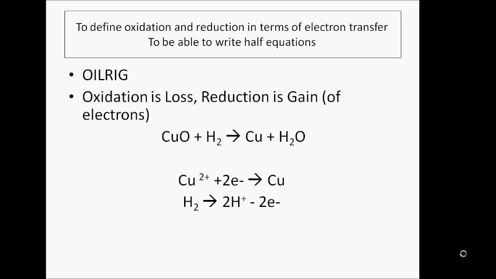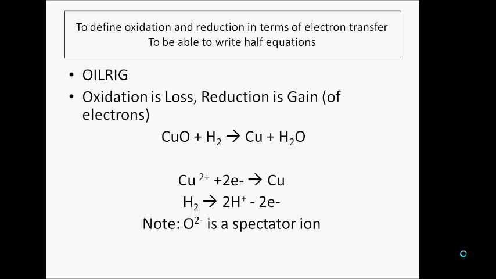The other half equation is H2 on the left-hand side going to 2H+ on the right-hand side, and that should be plus 2 electrons on the right-hand side. Sorry about that. In that case, the hydrogen's gone from H2 to H+, so it has lost electrons, so the hydrogen is what's been oxidized. So the Cu2+ has been reduced, the hydrogen has been oxidized.